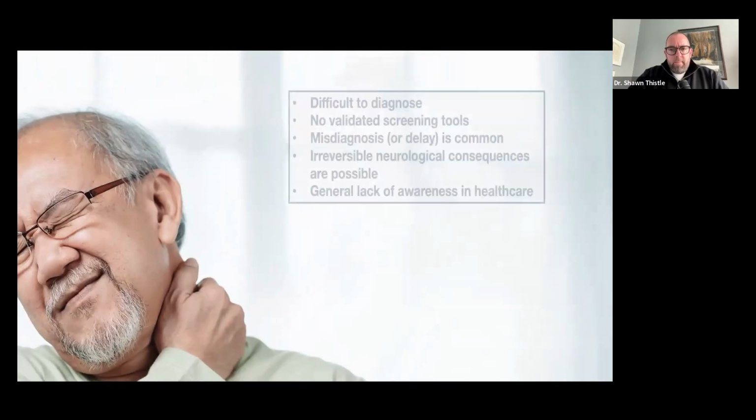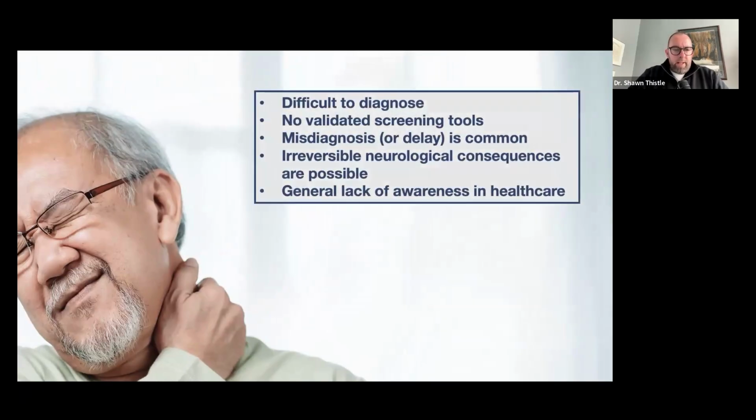So there are problems with DCM, and a lot of them are in relation to its difficulty in diagnosis. So that's what we're going to talk about today. Unfortunately, there aren't any validated screening tools. As we'll talk about in a few moments, misdiagnosis or diagnostic delay is incredibly common, and that can drastically affect the prognosis and outcomes for these patients.